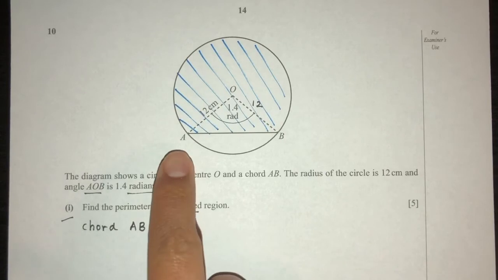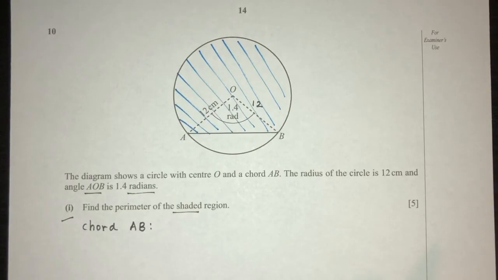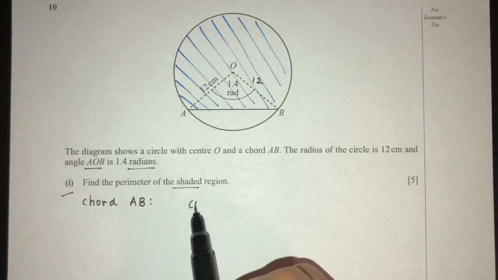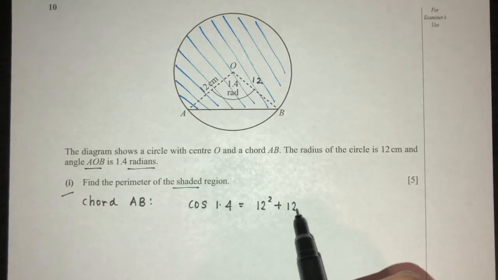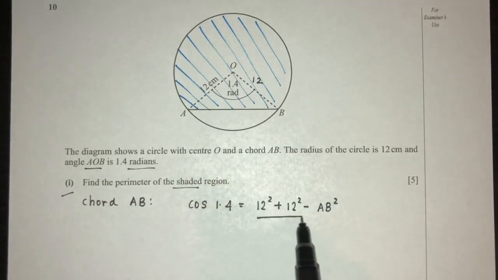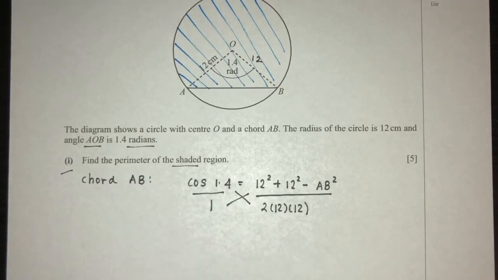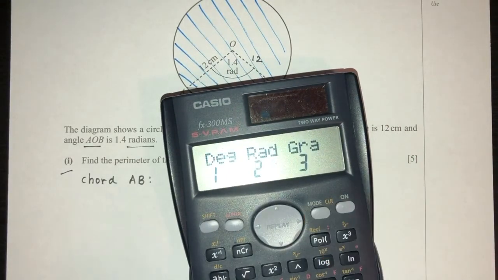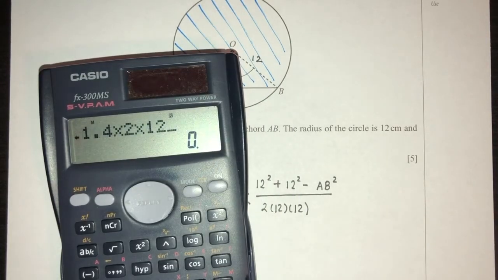If you observe, we have a triangle AOB. We know the angle in between. We know these two sides. We have to use the cosine rule, right? So cosine of the angle is equal to 12 squared plus 12 squared minus AB squared, divided by 2 times 12 times 12. Now we have to simplify. First cross multiply. As you can see, we have cos 1.4, which is in radians. So cos 1.4 times 2 times 12 times 12.